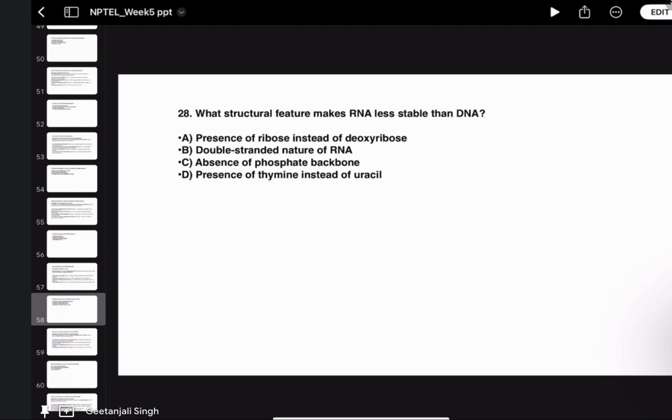The next question is, what is the structural feature that makes RNA less stable than DNA? A, presence of ribose instead of deoxyribose. B, double stranded nature of RNA. C, absence of phosphate backbone. Or D, presence of thymine instead of uracil. So mind you, it's talking about how RNA is less stable than DNA.